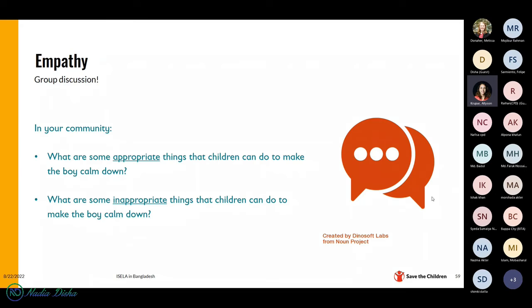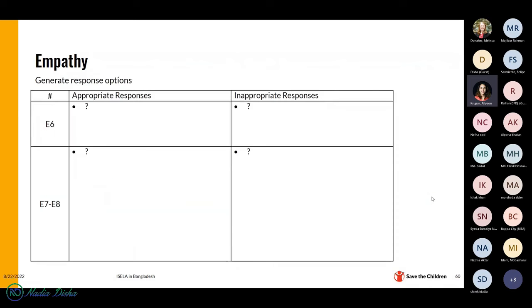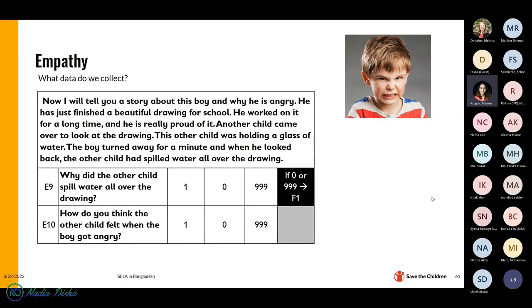So we could then think about, with the data collectors, appropriate and inappropriate things that children can do to help this boy calm down. So you would think about different examples and brainstorm those with the enumerators so that they also have the same understanding of what appropriate and inappropriate responses would be. Again, I will show you examples at the end here.